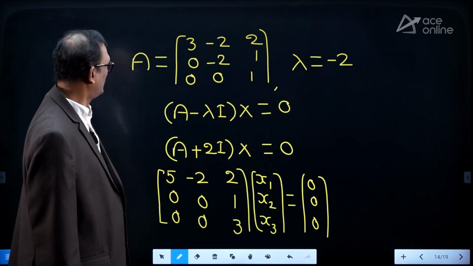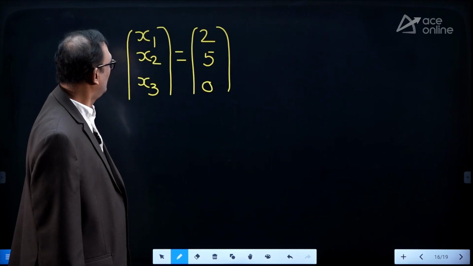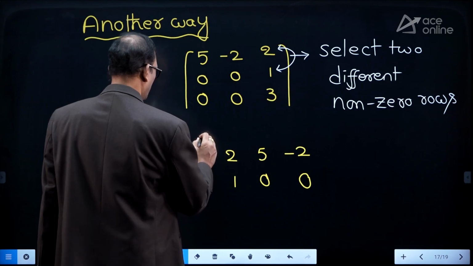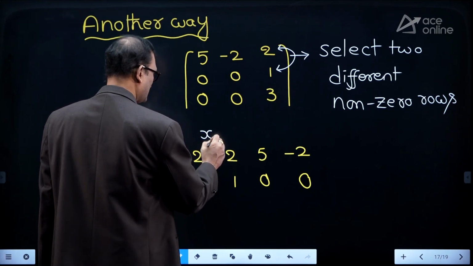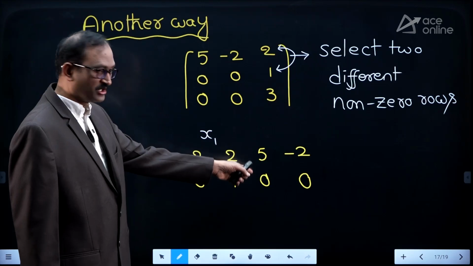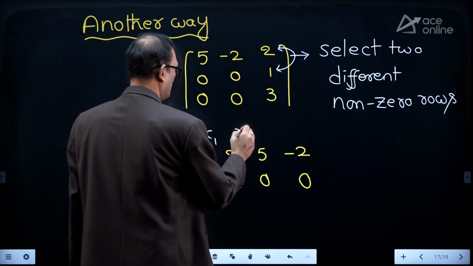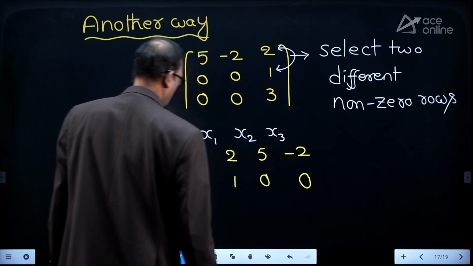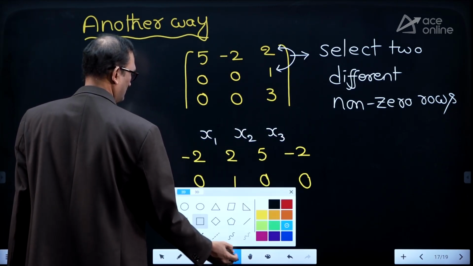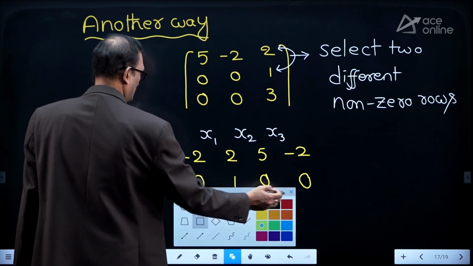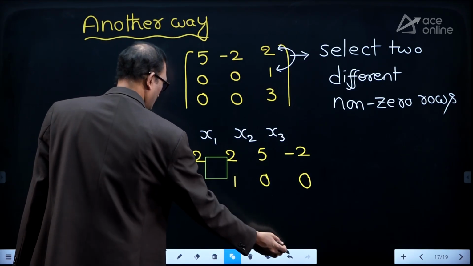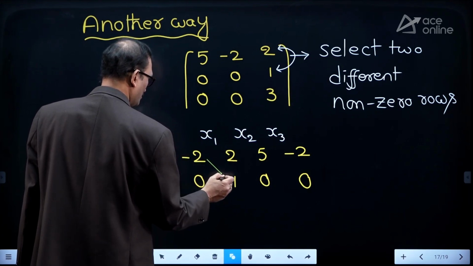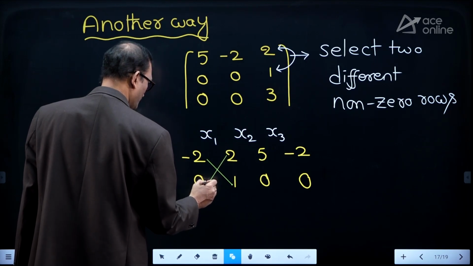After adding plus 2, that is the matrix. So now between these two columns, insert x1. Between these two columns, insert x2. Between these two columns, insert x3. Now these two product divided by these two product.